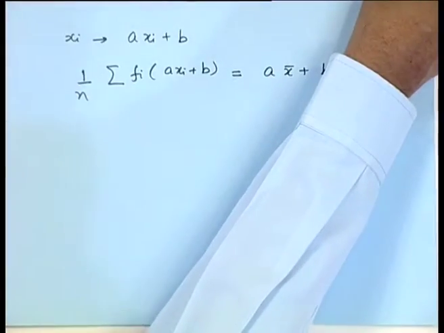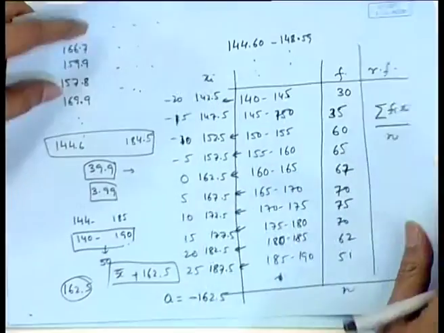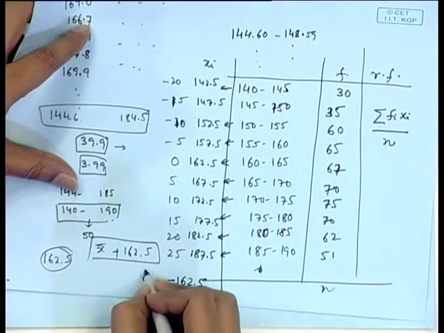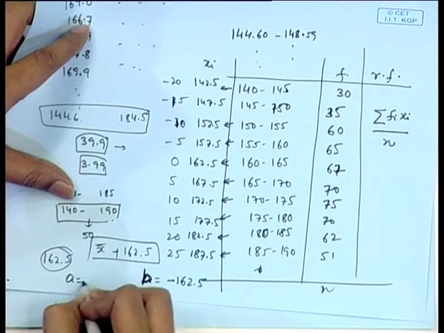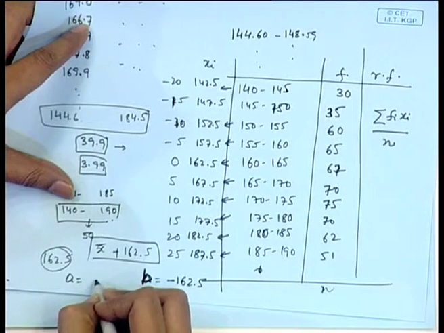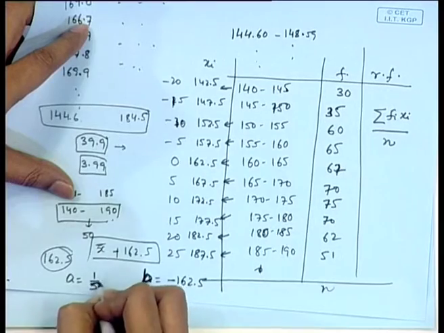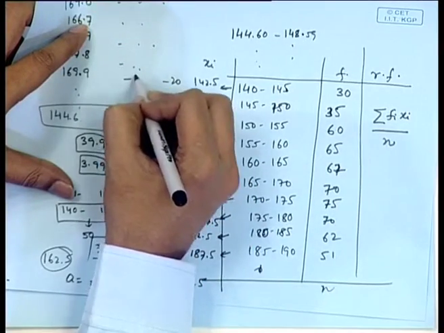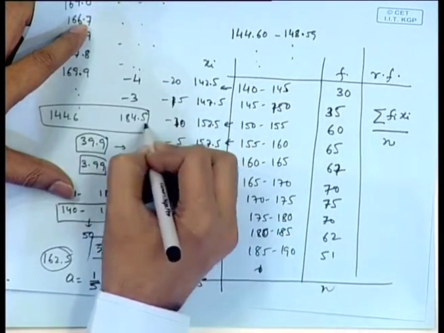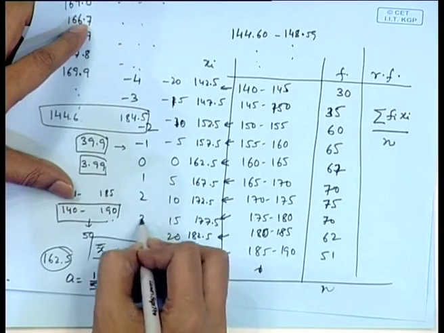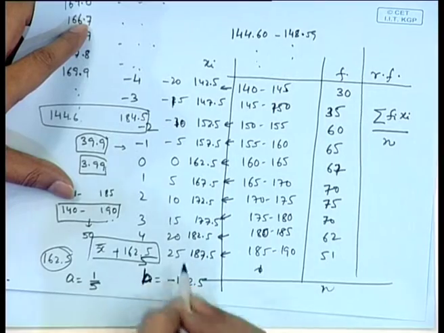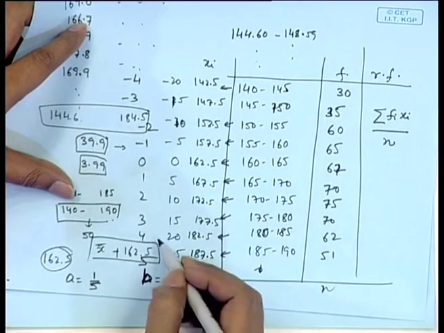Now, in the example of the heights, suppose I shift, I take say b is equal to 162.5 and a is equal to say 1 by 5, then the numbers are minus 4, minus 3, minus 2, minus 1, 0, 1, 2, 3, 4, 5. Now, you see the calculations will become extremely simple.